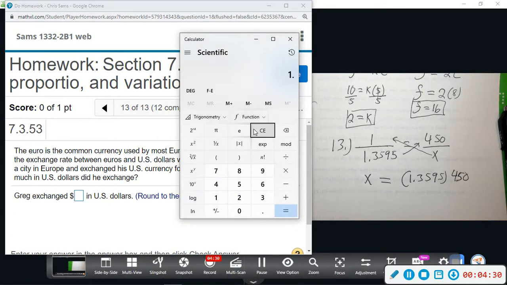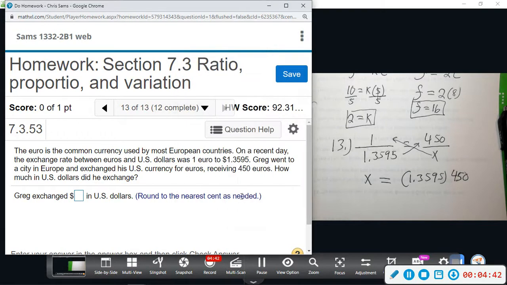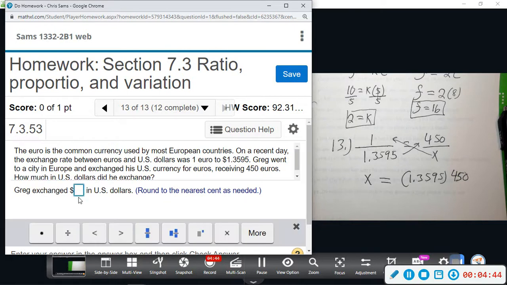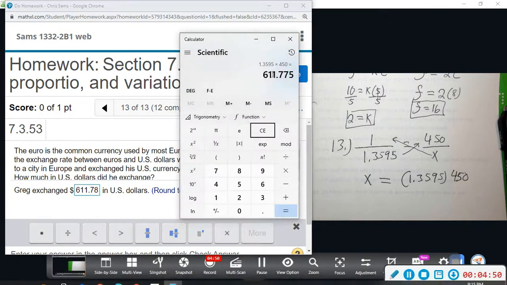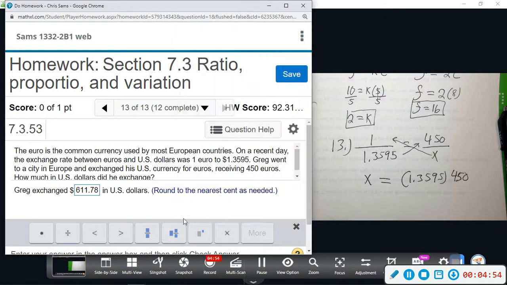So 1.3595 times 450. 611.78. It's going to say round to the nearest cent. Make sure I got that correct. It's 611.77, but the 5 will round up, so 78. That looks good.